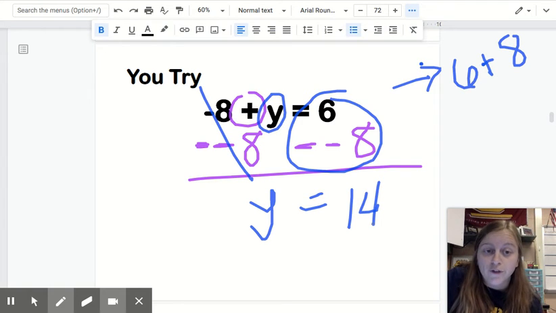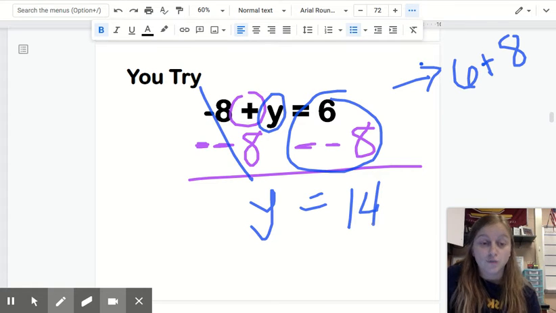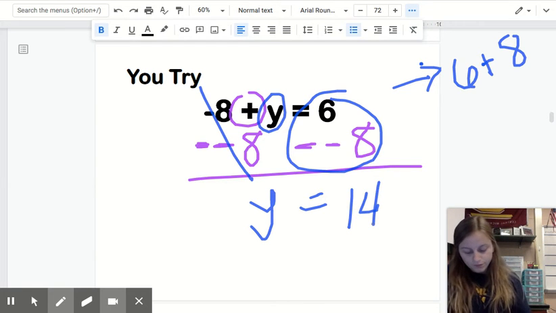How did you do? Did you show your inverse on both sides? Did you show the correct inverse on both sides, I should ask? And then, did you solve 6 minus negative 8 correctly?